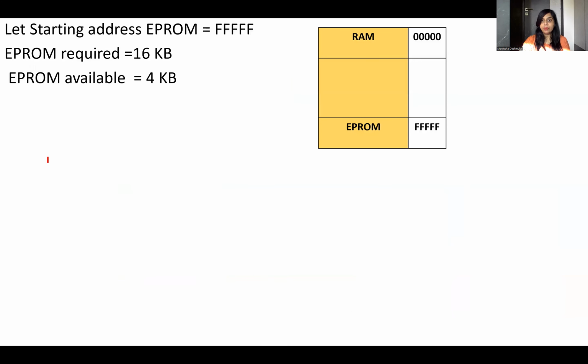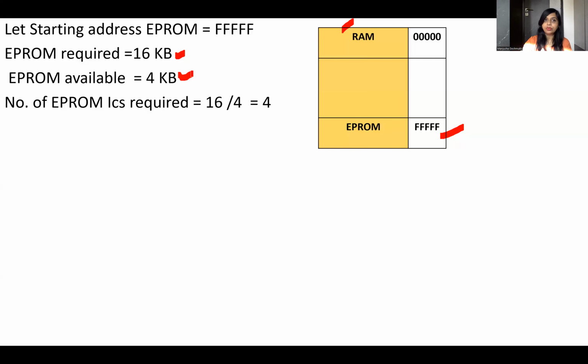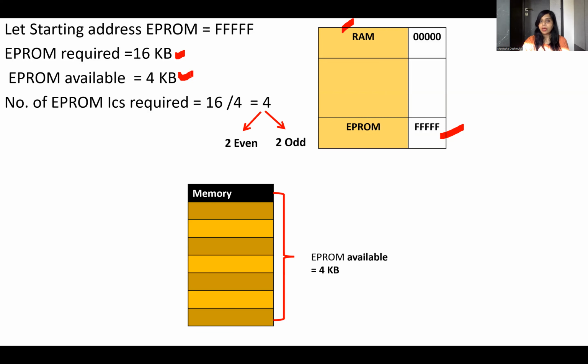Now we'll do it for EEPROM. As I said, RAM we will connect at the first addresses and EEPROM we will connect at the last addresses. Last addresses means FFFFF. Now what EEPROM is required? EEPROM required is 16 KB. EEPROM available is 4 KB. So what you have to do? Number of EEPROM ICs required is 16 divided by 4, which equals 4. So again we will use 2 even banks and 2 odd.